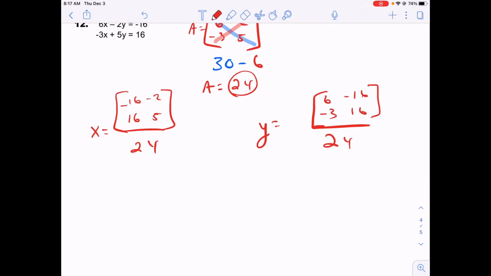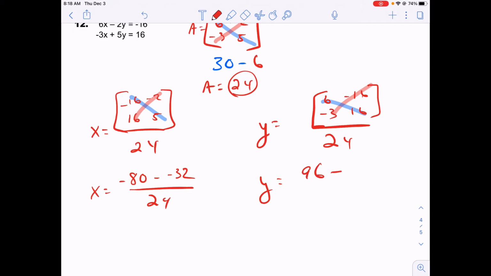All right, so 6 times -15, that's going to be -80. So here we go. This would be -80. So I'm just going to get right to it here. So it's -80 and minus -32, divided by 24. The y is going to be equal to 6 times 16. Oh boy, 96. Yeah, 96 minus +48, divided by 24. So now over here, I'm adding these.